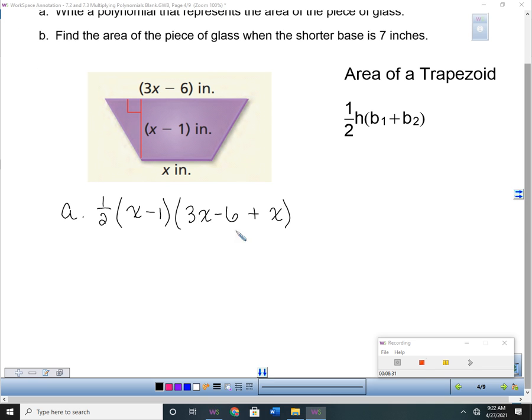So from here, it's just going to be a bunch of simplifying. So first thing, I'm going to simplify inside this because I see that I have some like terms there. So I'm going to leave everything else the same. But I need to put together my 3x and my 1x. That's going to give me 4x, and then I have that minus 6.